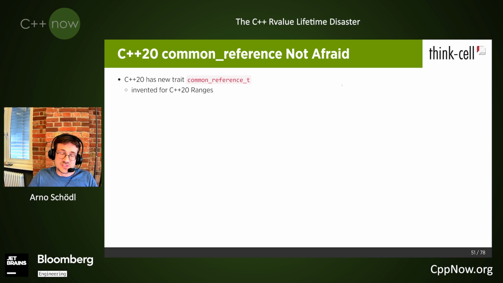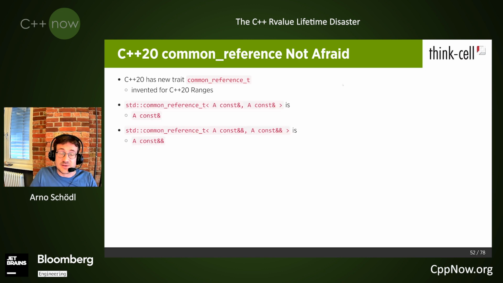And if you want to do that, then the iterator of that merged range has to accommodate both the returns of the two iterators of the source ranges. And for that, the library uses the common reference trait. And now you can ask, well, how does it behave? Well, for two L value references, no surprise. For two R value references, again, no surprise, it's an R value reference. But you can mix the two. Now, drum roll. It actually decides R value amnesia is fine. It's a const L value reference.